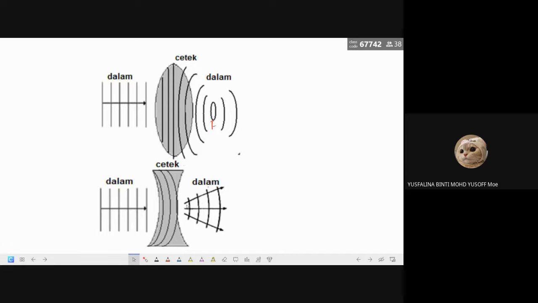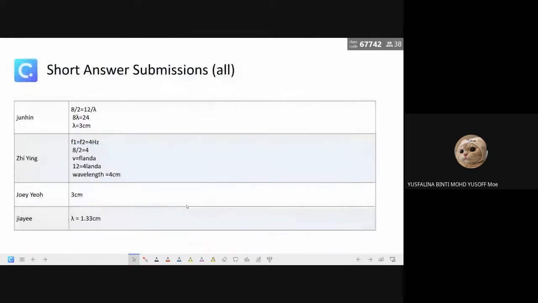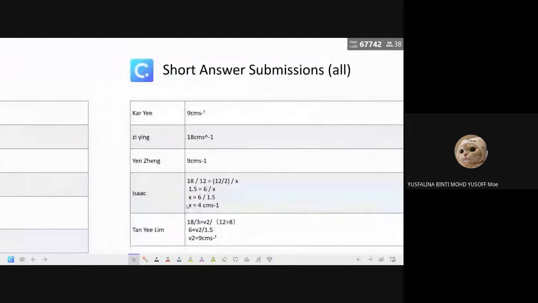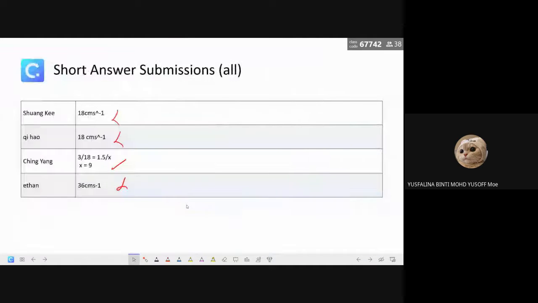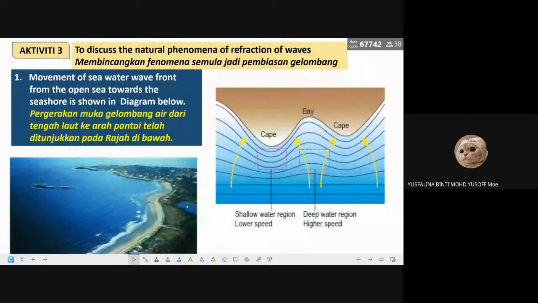Okay, it spread the wavelength. Because of the shape of the cape there, it looks like a convex. So all the wavelength will be focused into one point. You can see all the energy here, you see the yellow arrow here. All the energy here is focused to one point.